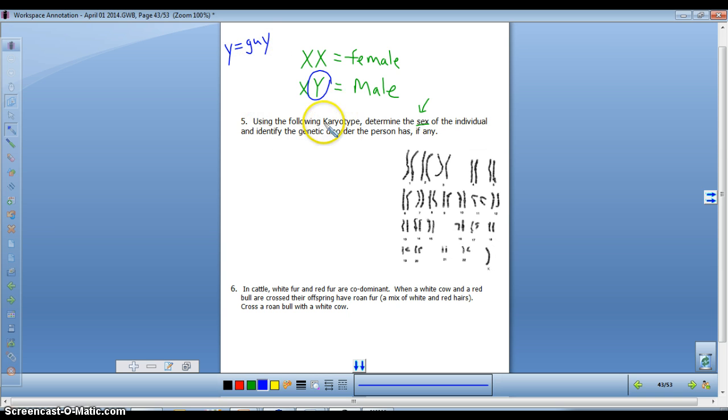So let's look at the karyotype. Here it is. Okay, so there's an X chromosome. Is there another X? No. Is there a Y? No Y. So no Y, no guy. Which means it's female. This individual is female. The genetic disorder: monosomy X, Turner syndrome.